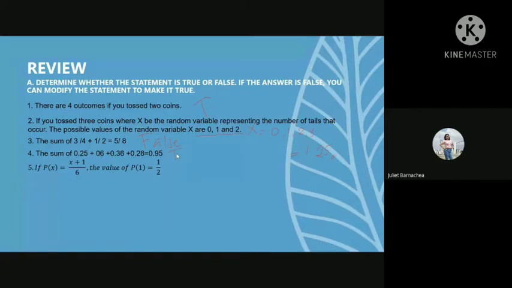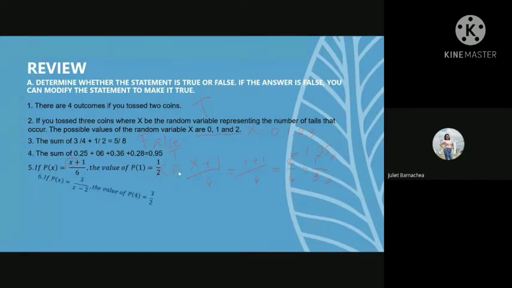Robin, you're correct. 1/3 is correct. So, how did we get it? P of 1 means x is equal to 1. So it becomes x plus 1 all over 6. Substitute the 1. 1 plus 1 divided by 6 equals 2 over 6. Simplify that, it is divisible by 2. 2 divided by 2 is 1. 6 divided by 2 is 3. That's why it's 1/3 and not 1/2. That's why it is false.